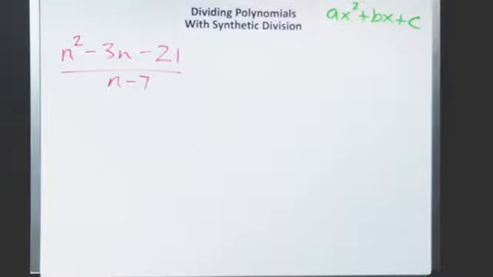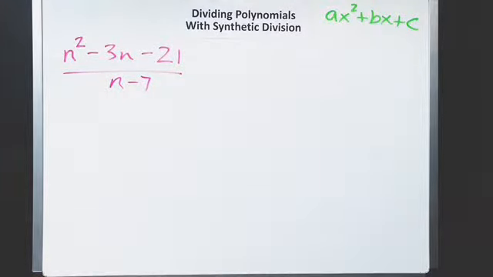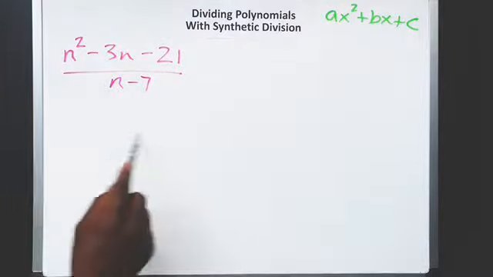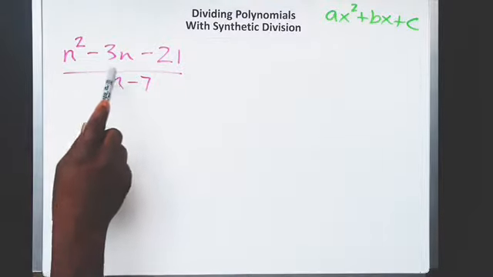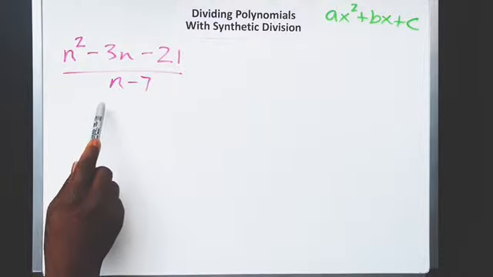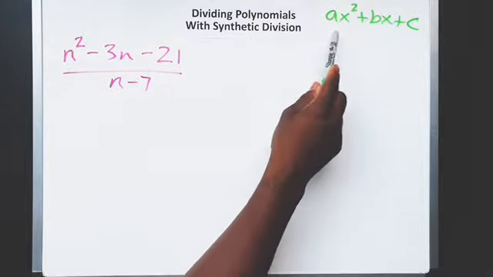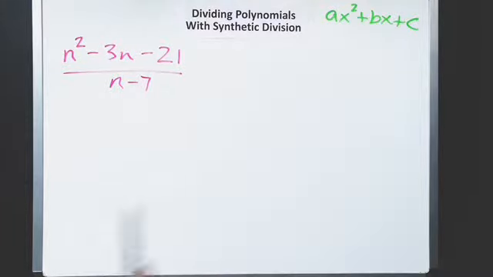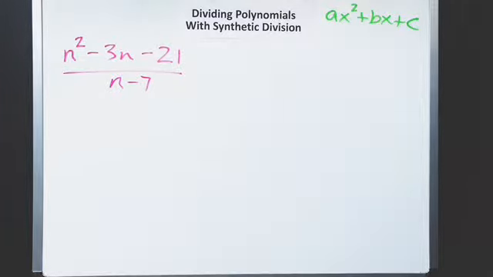Harrison. Today we're going to talk about dividing polynomials using a strategy called synthetic division. So let's go ahead and start. We have here an expression. It says n squared minus 3 times n minus 21 divided by n minus 7. Notice the numerator is written in standard form. This is a quadratic here. We have a times x squared plus b times x plus c, right? We have a trinomial in the numerator and a binomial in the denominator.